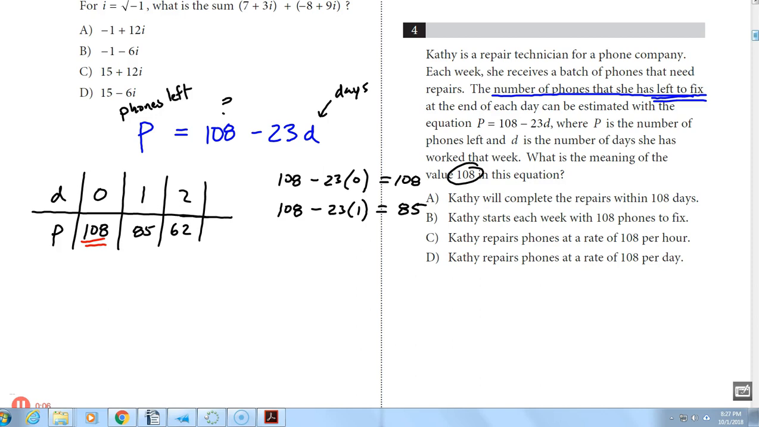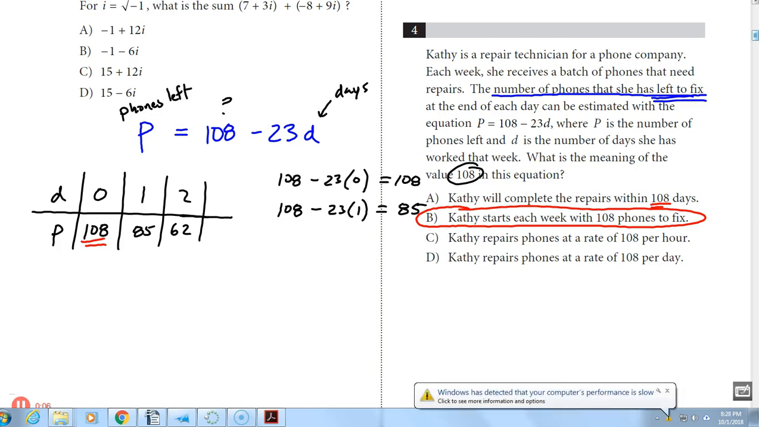So we don't know how many days she's going to complete it. We haven't taken our chart out far enough for that. But I believe B, she starts the week with 108 phones left to fix. Sometimes it's very tough to see what the numbers represent unless you draw a picture, make a table. You know, when I do an SAT test, I have so much scratch work and scribble all over the place. You've got to get a picture of this stuff before you can really see what's going on.